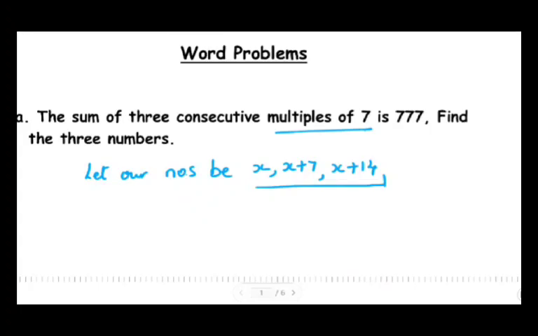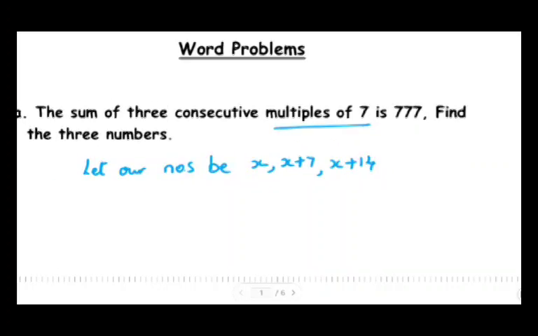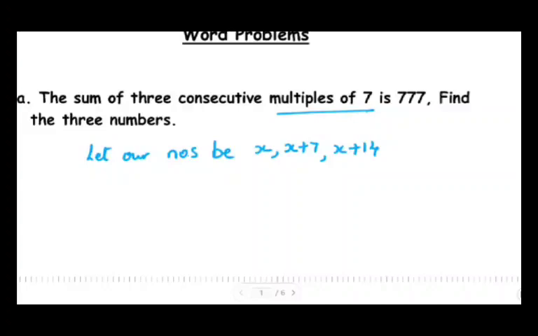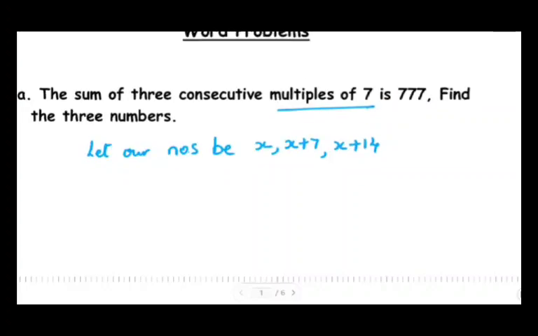of 7. So just imagine. If the first number is 7, the second number will be 14, the third number will be 21. So aren't they consecutive numbers in 7's table, children? Understanding? This is what consecutive numbers mean, and specifically in multiples of 7 over here.